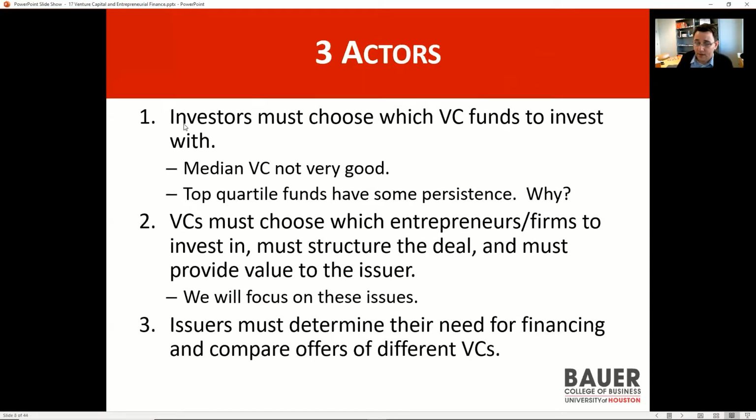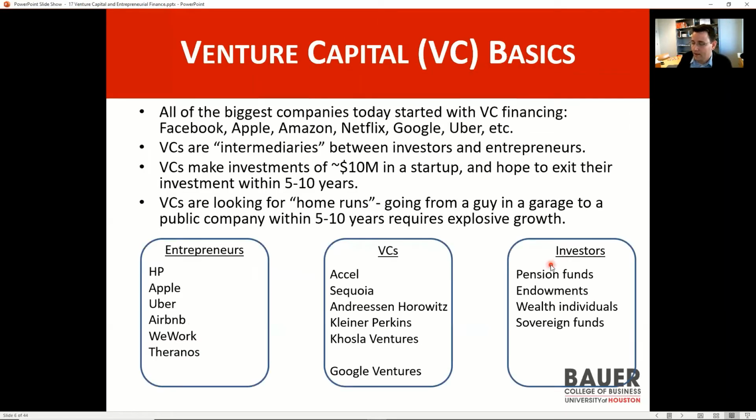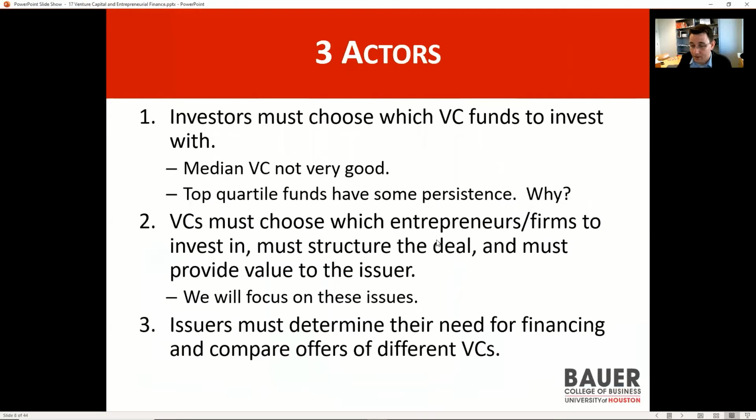We've got the investors who have to choose which VCs to invest in. Here, there's a lot of different VCs out there. The investors have to choose which ones to buy securities with. The median VC is not very good. For most investors, they would be better off putting their money in, say, the S&P 500. Just buy a passive index fund, earn a return that way. That would outperform a lot of VCs. Now, the conventional wisdom is that the top quartile of funds do outperform the market, and they do outperform with persistence.